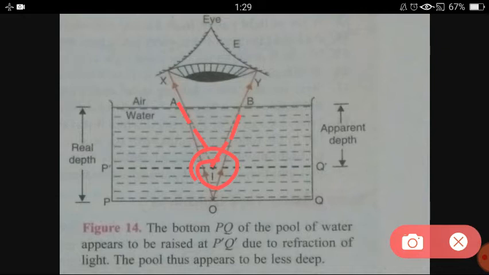So that is not the actual bottom, it is the image of the bottom. That's why this depth is called apparent depth. Here you can see, from the top surface of the liquid to the surface where we have the image, it is called the apparent depth. So because of refraction, the bottom looks a little bit raised up, and the depth from this surface to that raised up bottom is called the apparent depth.